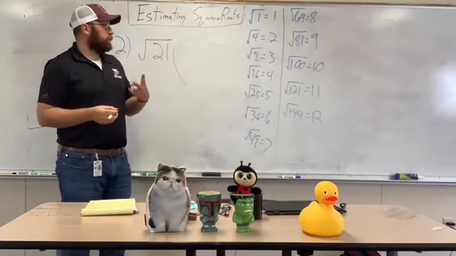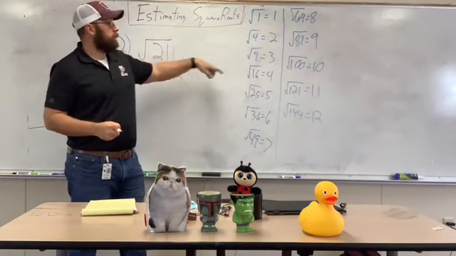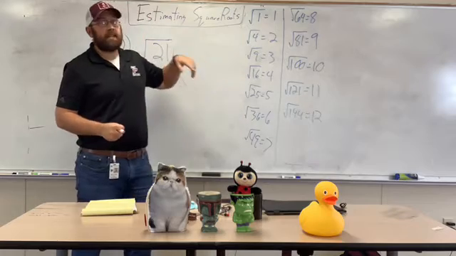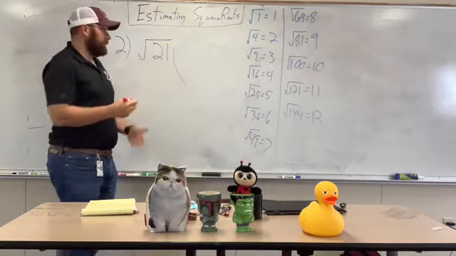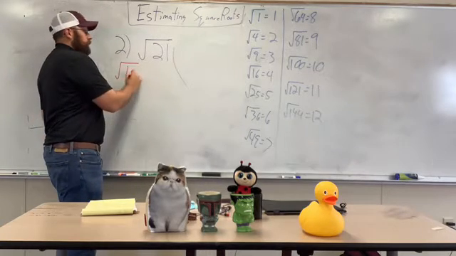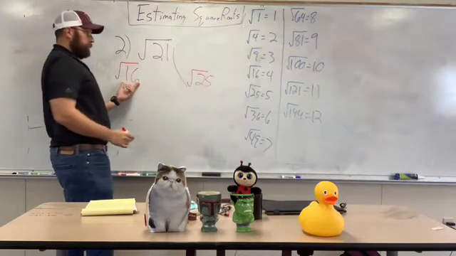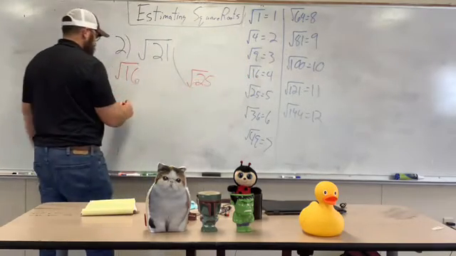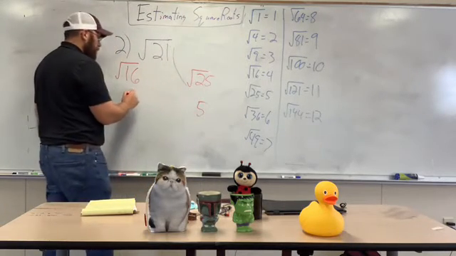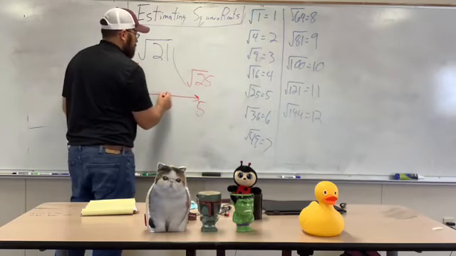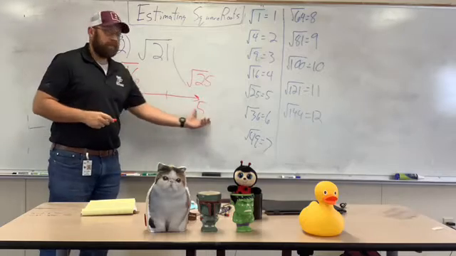So now for example number 2. I have the square root of 21. I know that's not a perfect square root because it's not 25, it's not 16. Now I have to figure out what two numbers it's in between. So it's in between the numbers 16 and 25. Now what is the square root of 16? 4. What's the square root of 25? 5. So I know my answer for the estimation is going to be between 4 and 5.